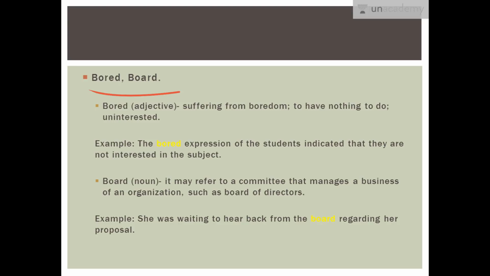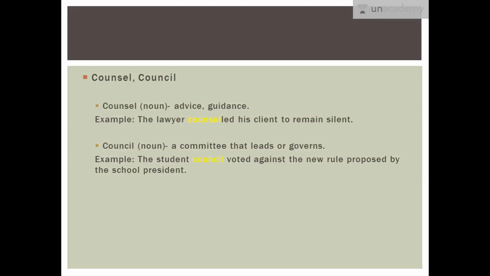Now let's see the example. She was waiting to hear back from the board regarding her proposal. So this is a particular girl who maybe is an employee at a company, and then she has proposed something, but it is the board of the directors, the committee, the board that is going to decide whether to go ahead with this proposal or just reject it. So that's what. Now the next set of words is counsel and council.